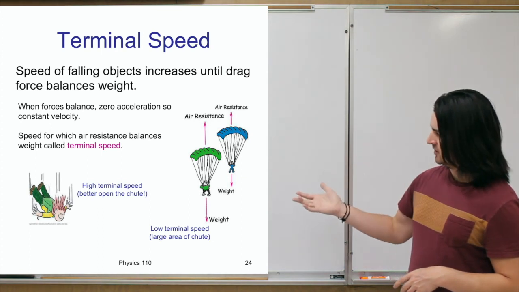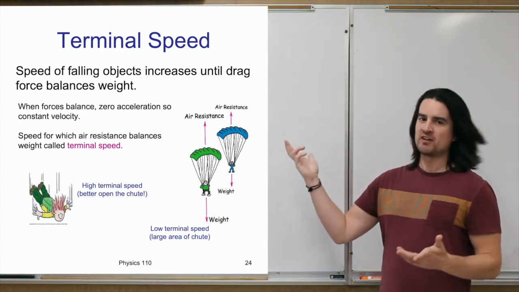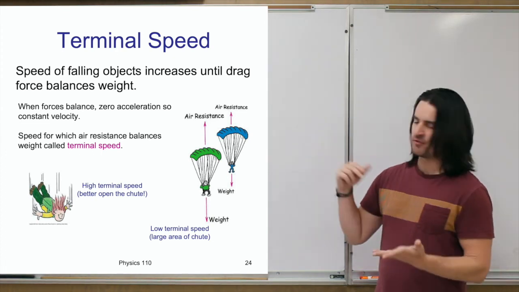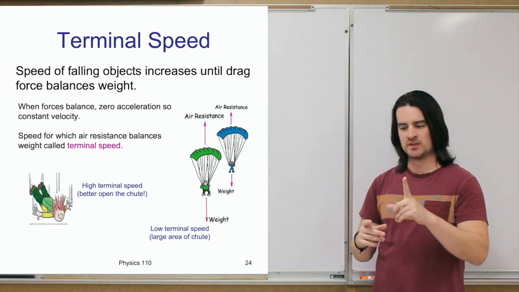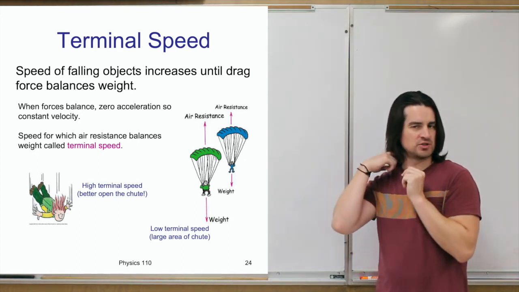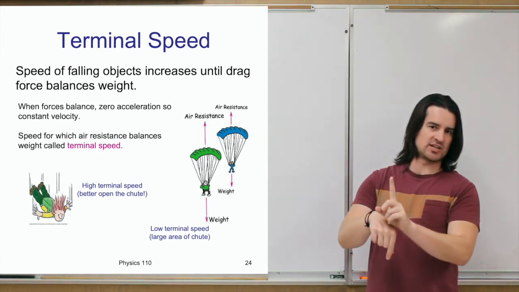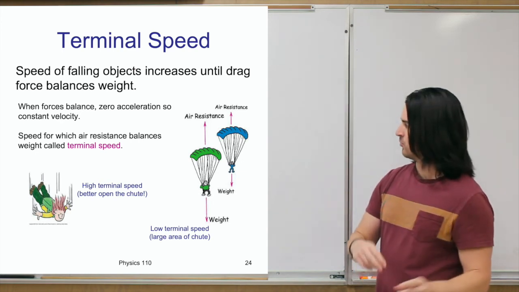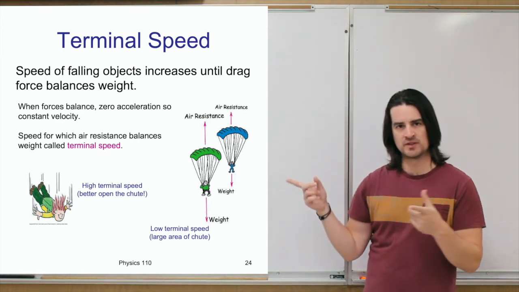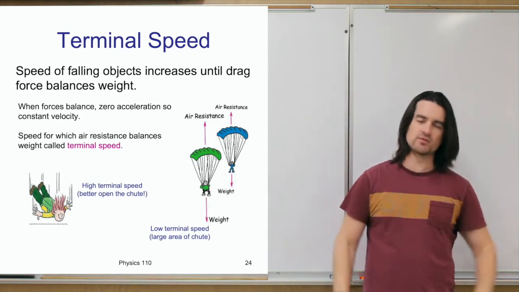So if you just jump out of a plane, you're going to have a very high terminal velocity. The reason being that the speed you need to get up to in order for the drag to balance out gravity is going to be very large. However, once you open up your parachute, remember again, drag is also proportional to the surface area of the thing that's moving through the air.